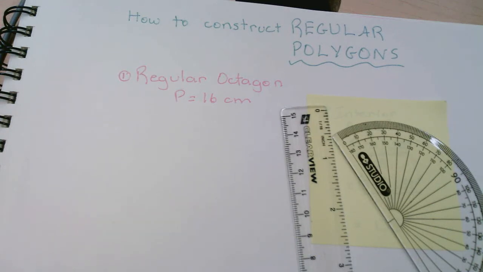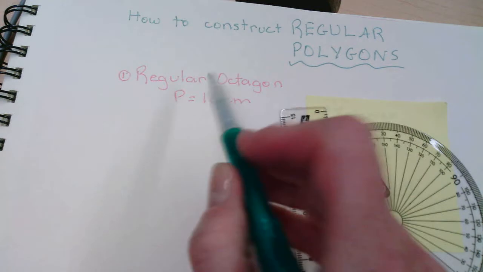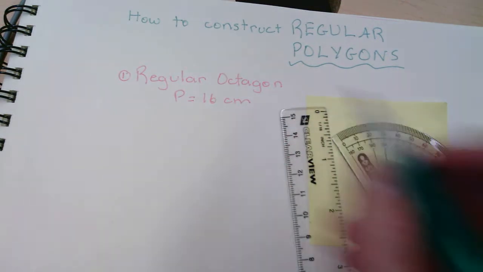How to construct regular polygons. In this video, we're going to look at how to construct a regular octagon with a perimeter of 16 centimeters.